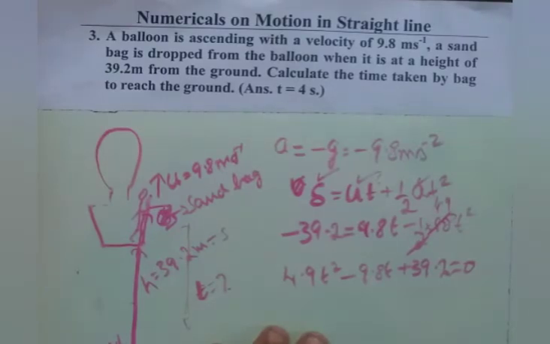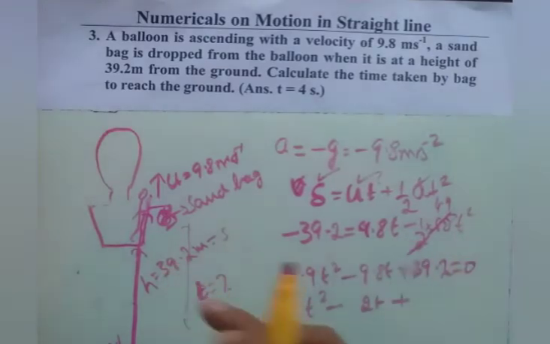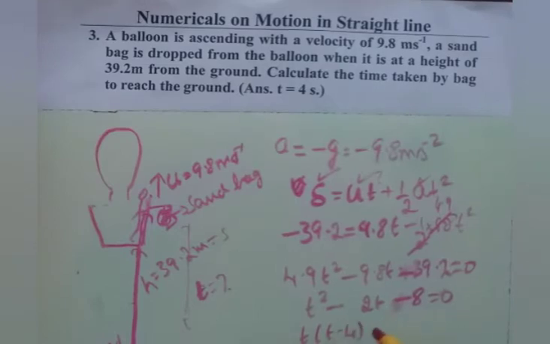39.2 equals 0. You can divide it by 4.9 and make it simpler. 4.9 times 2 is 9.8, so 2t, minus. This is also minus, not plus, because this is taken onto this side. So minus 39.2 divided by 9.8 is 8, which gives us this quadratic equation, which you can solve as t into t minus 4.